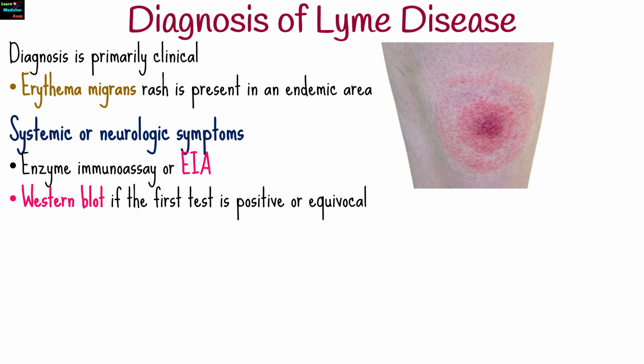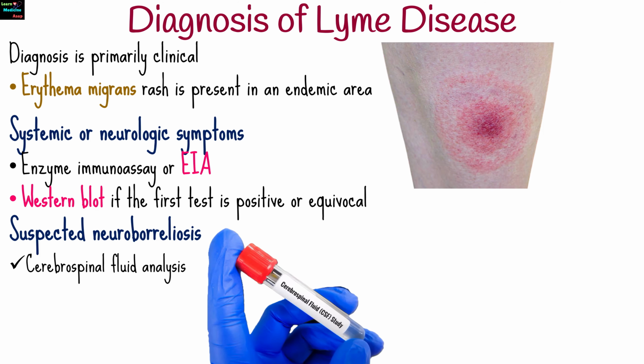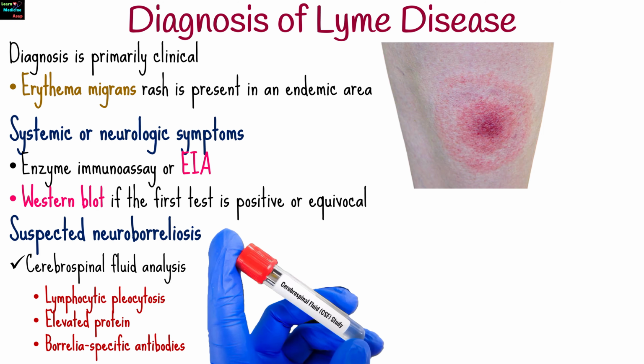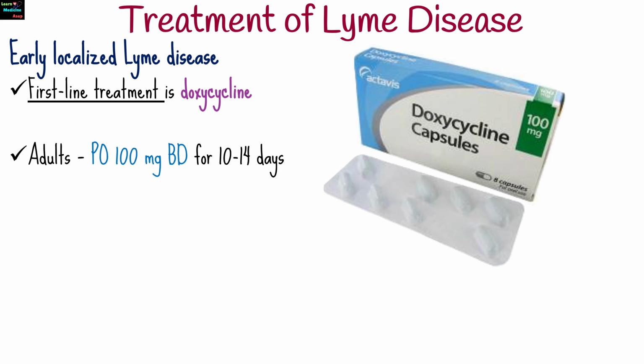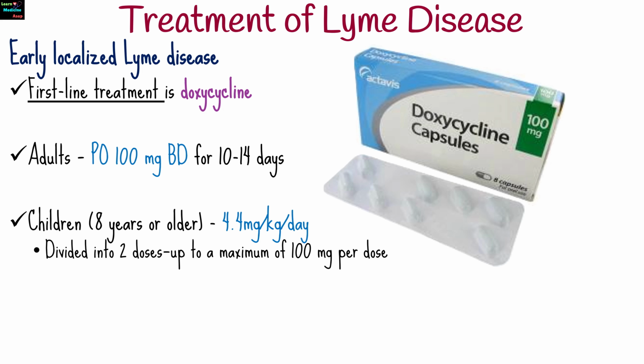In suspected neuroborreliosis, cerebrospinal fluid analysis may show lymphocytic pleocytosis, elevated protein, and Borrelia-specific antibodies produced within the central nervous system. For early localized Lyme disease, the first-line treatment is doxycycline. Adults receive 100 mg orally twice daily for 10 to 14 days. For children aged 8 years or older, the dose is 4.4 mg per kilogram per day, divided into 2 doses, up to a maximum of 100 mg per dose.